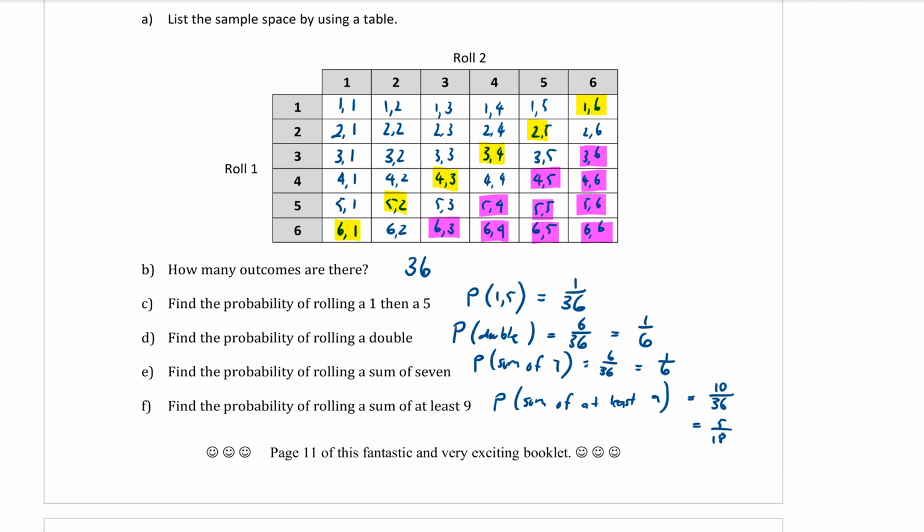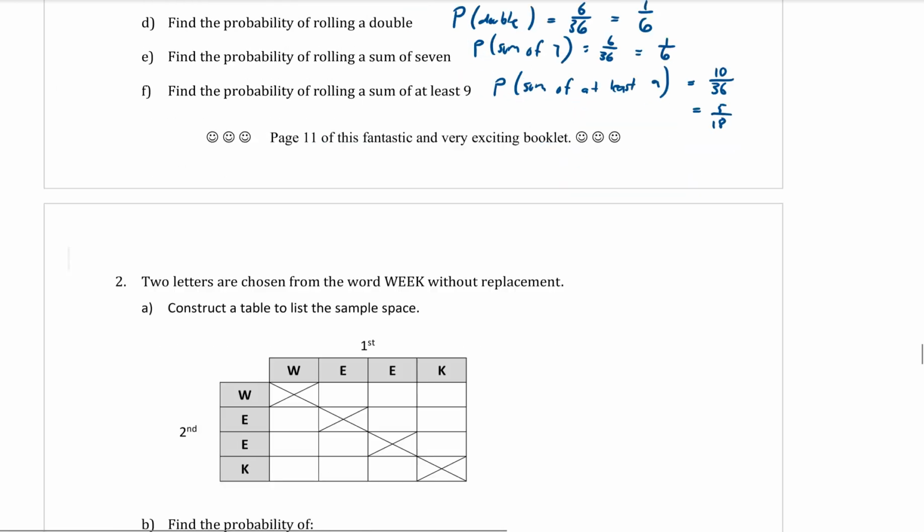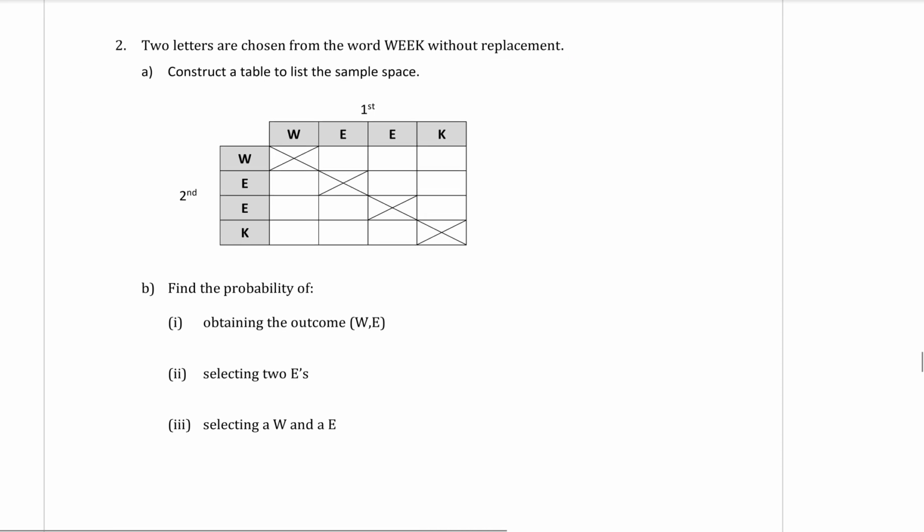Okay? So often it's the getting your table right to begin with that can be the trickier part for some people. Let's have a look at question 2. 2 letters are chosen from the word week without replacement. Without replacement means once I have selected a letter, I cannot select it for the second time. Construct a table to list the sample space.